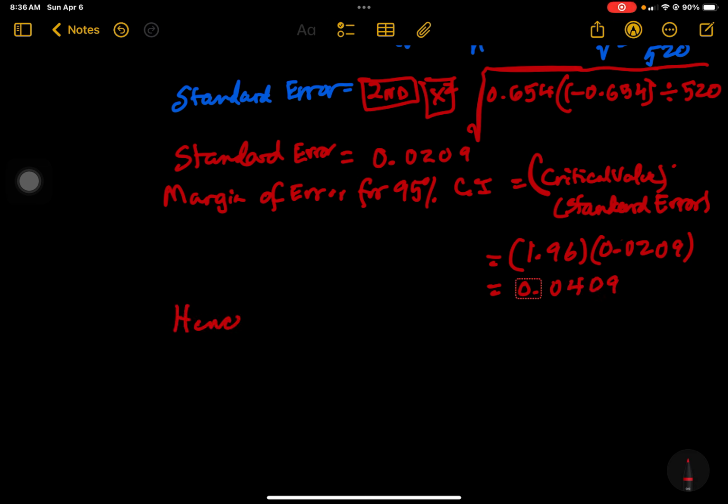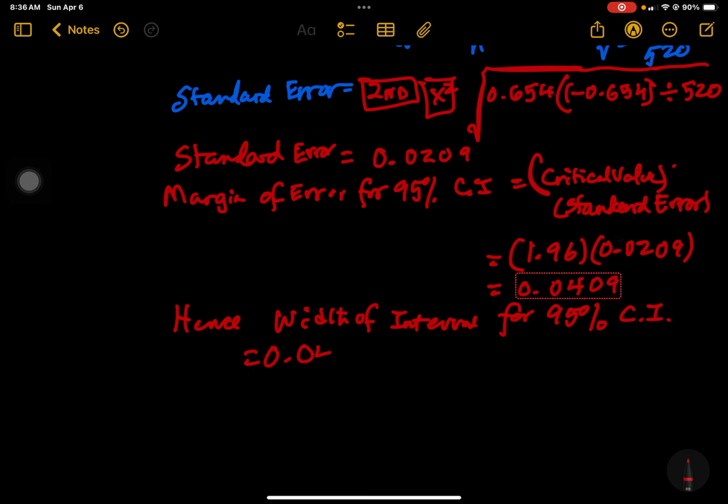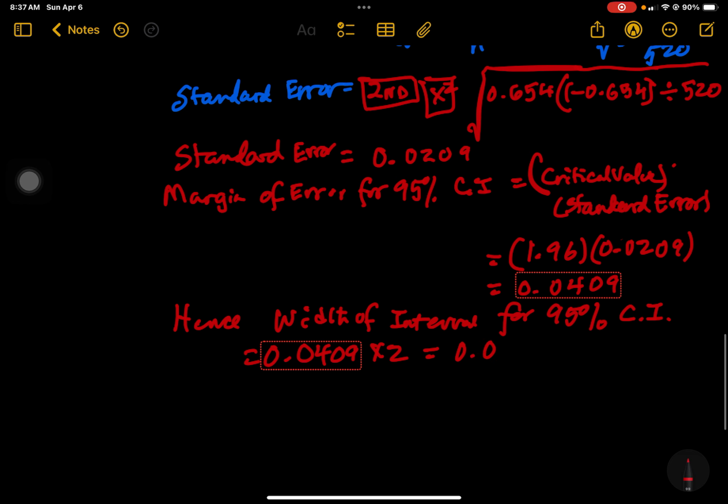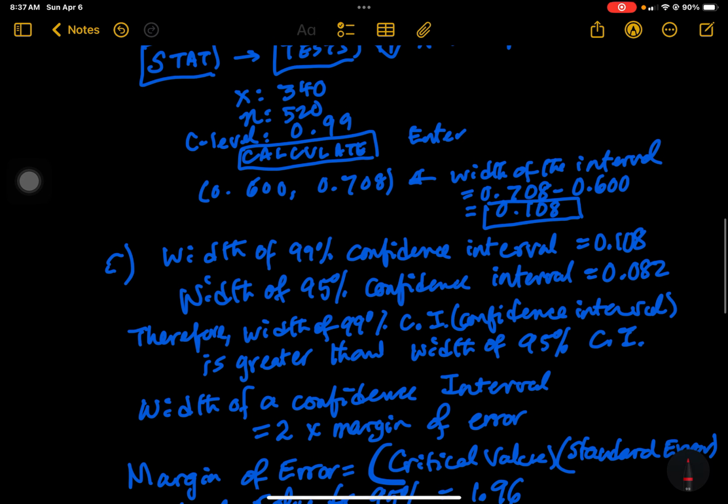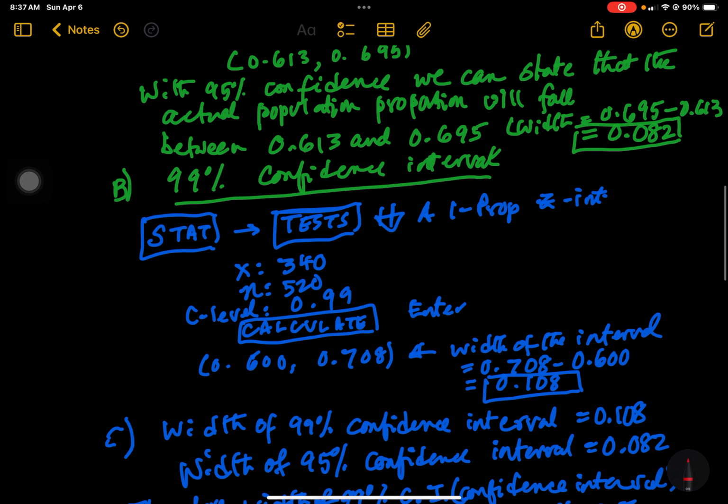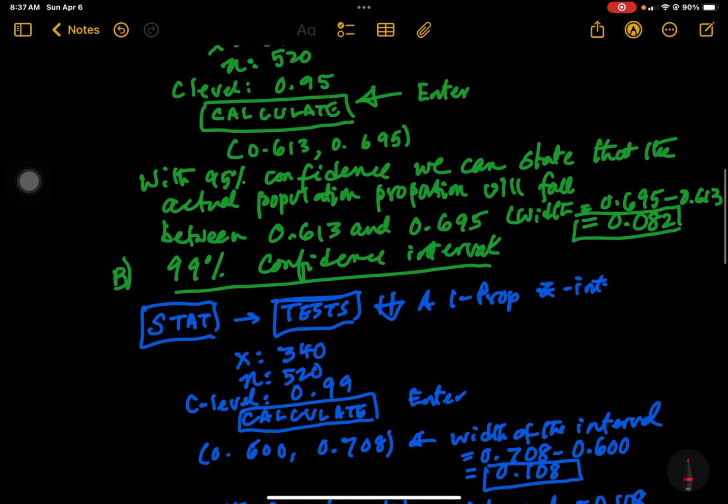Hence, width of interval for the 95% confidence interval is equal to 0.0409, which is margin of error, times 2, is equal to 0.082, same as what we got before. If you look over here, the width for 95% is 0.082.